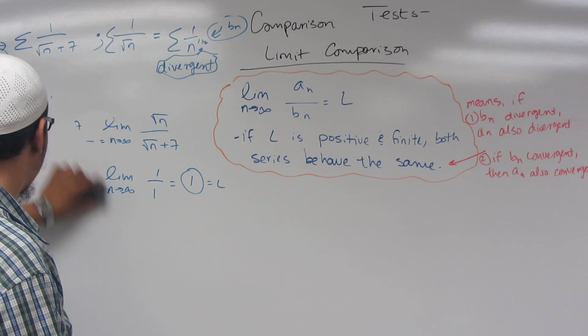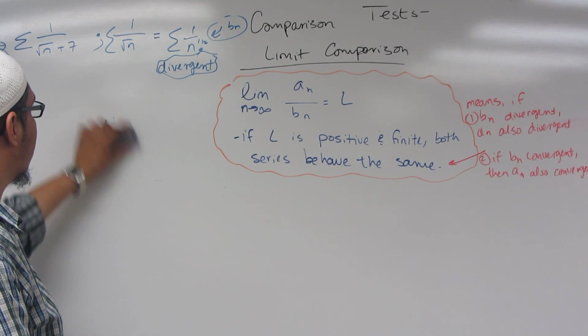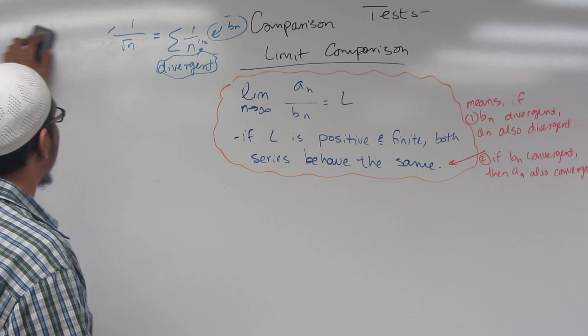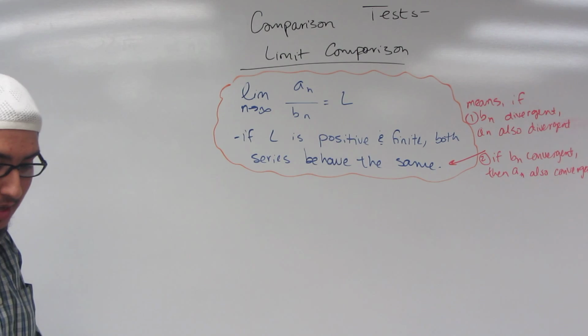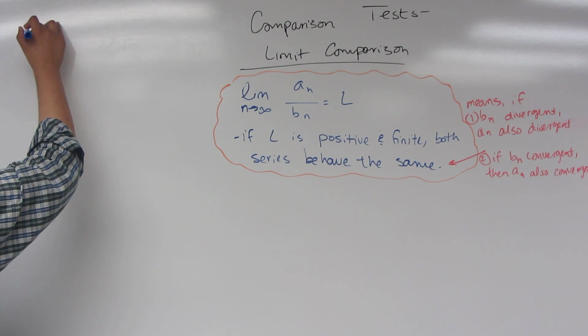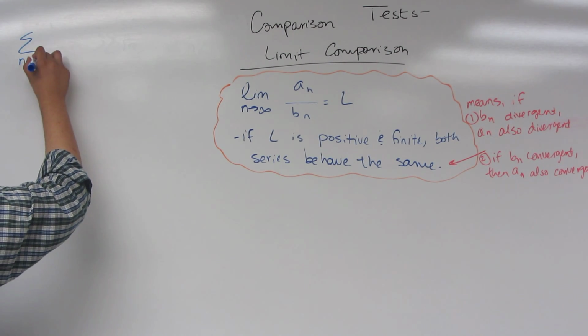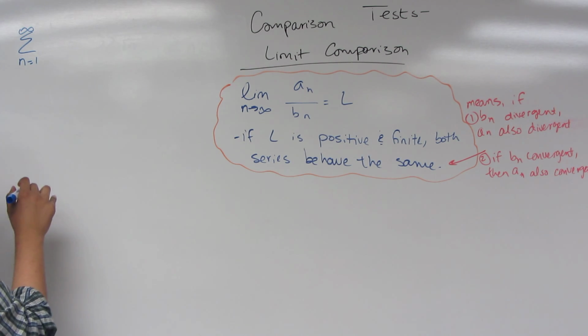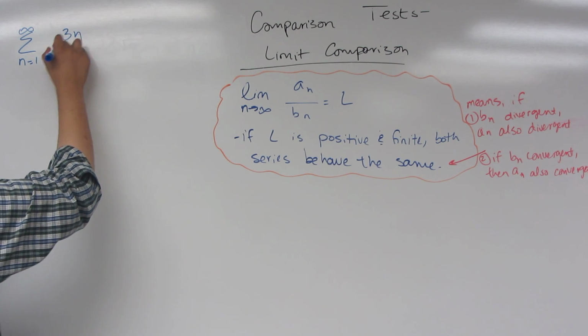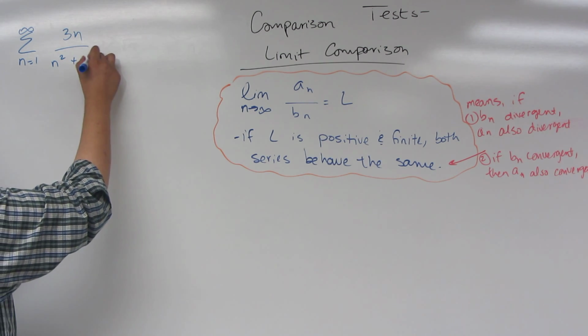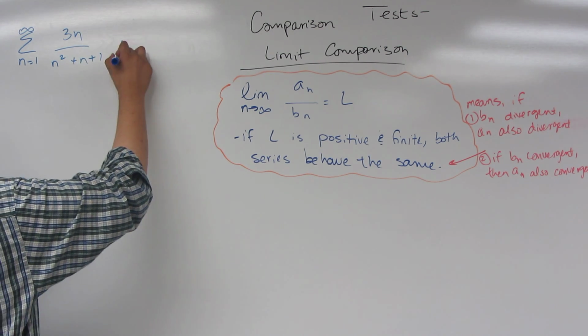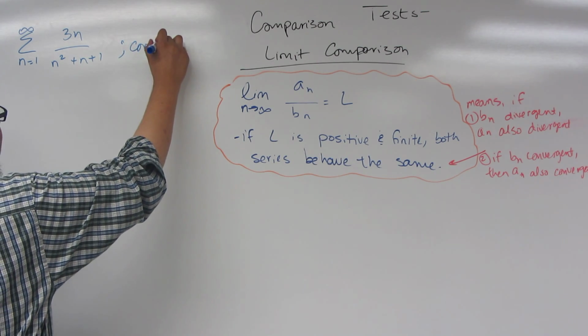Now let's go on to another example. Let's say we have the sum from n equals 1 to infinity of 3n over n squared plus n plus 1. What can we compare this to?